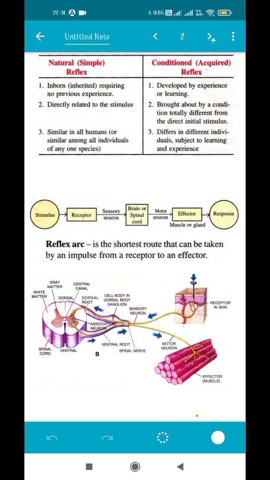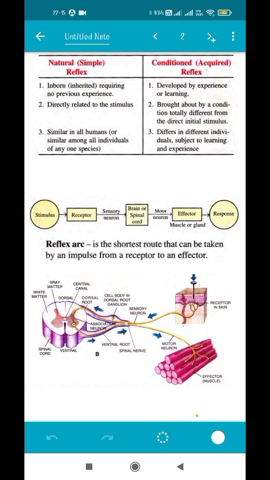Next is the difference between these reflexes. Let's see. Natural reflexes require no previous experience, but conditioned reflexes require experience. They are developed over a period of time. Natural reflex is directly linked to the stimulus, directly linked to the change, but conditioned reflexes are actually learned by us. Therefore, even if there is a change, we may or may not apply the response. So it depends upon the person. Therefore, it is brought about by a condition which is different from the actual stimulus. It depends upon us completely, or it is learned over a period of time.